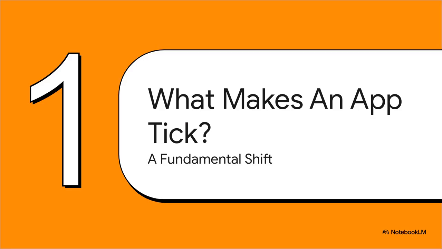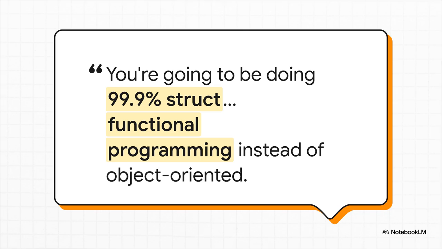All right, to really get it, we've got to dive into what makes an app tick. And it all starts with a huge shift in thinking, a totally different way to approach building a user interface. You can see this shift laid out perfectly in Stanford's famous iOS course. They say, look, you're going to be using structs 99.9% of the time. It's a whole new ballgame, moving from what's called object-oriented programming to functional programming. Basically, instead of building with these complex, interconnected pieces, you're now using simple, predictable building blocks. And that changes everything about how you manage what's happening inside your app.